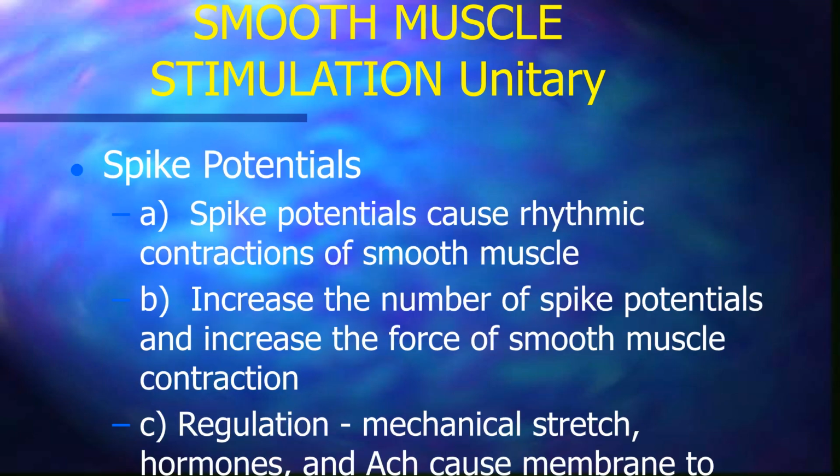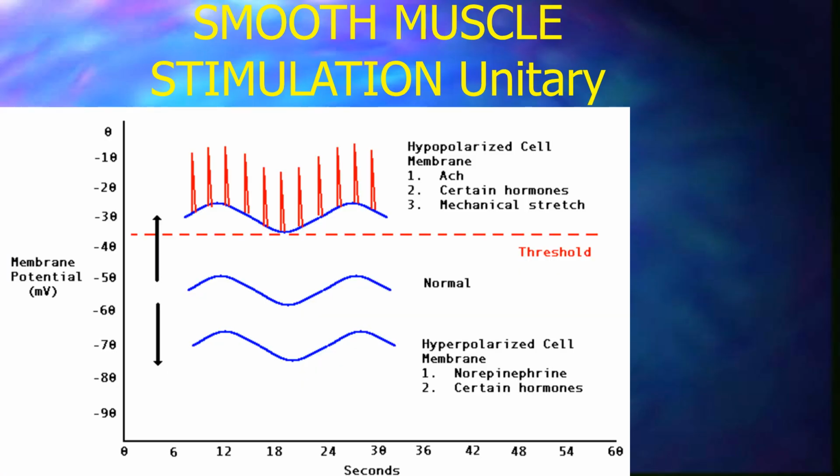Spike potentials cause rhythmic contractions of smooth muscle. Increasing the number of spike potentials increases the force of smooth muscle contraction. Regulation by mechanical stretch, hormones, and acetylcholine causes the membrane to become less negative, or depolarize, the cells. This slide visually summarizes the stimulation of unitary smooth muscle.